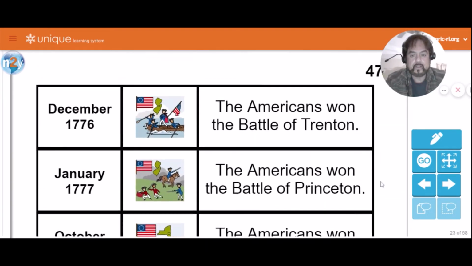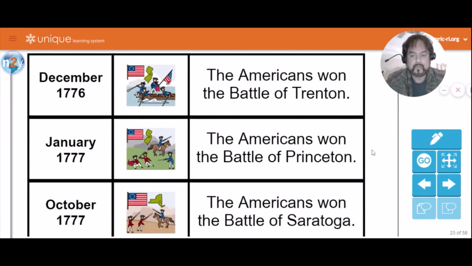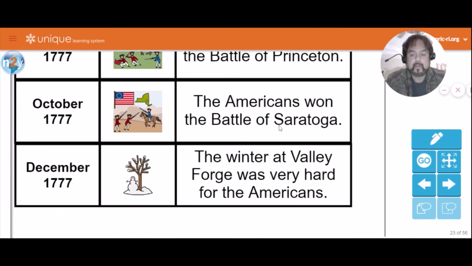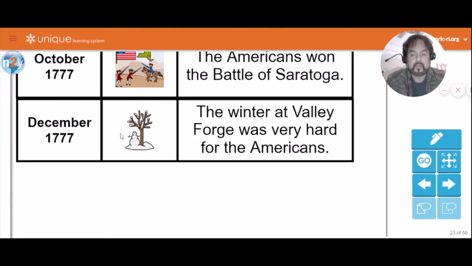Okay, so let's see. Timeline here. December 1776, the Americans won the Battle of Trenton. January 1777, the Americans won the Battle of Princeton. October 1777, the Americans won the Battle of Saratoga. December 1777, the winter at Valley Forge was very hard for the Americans.